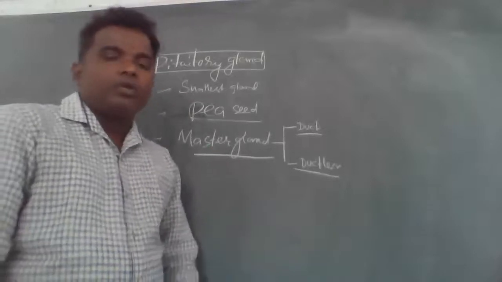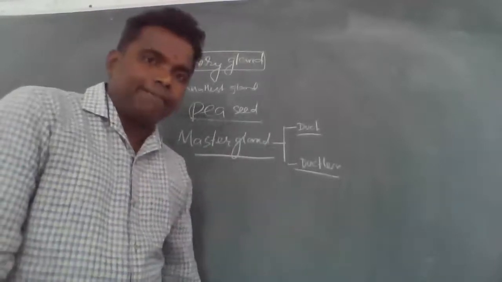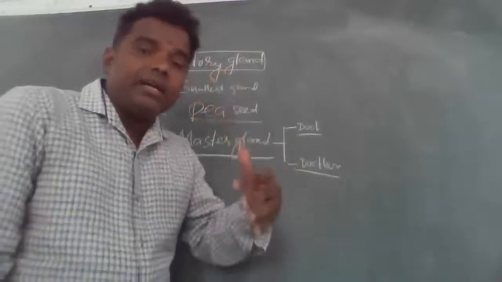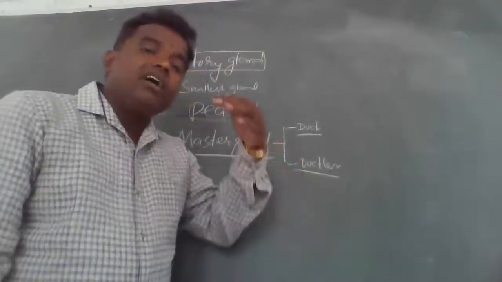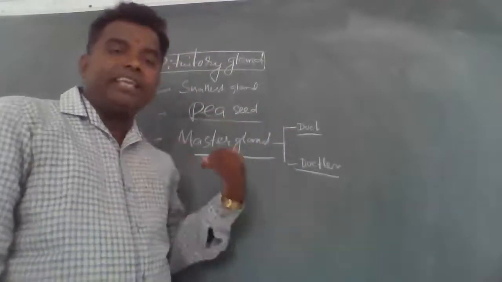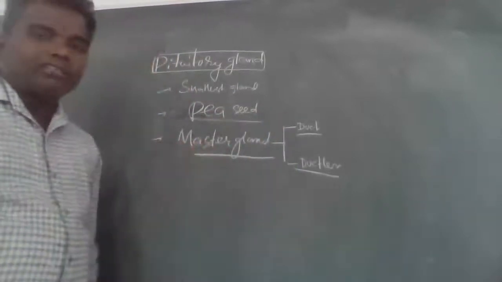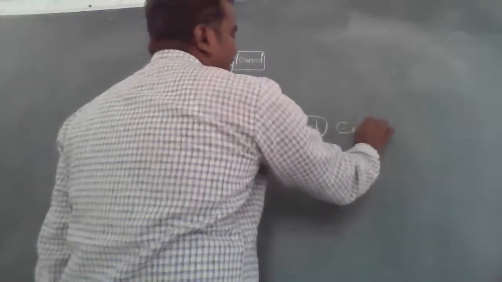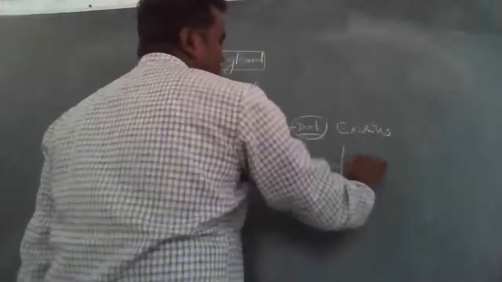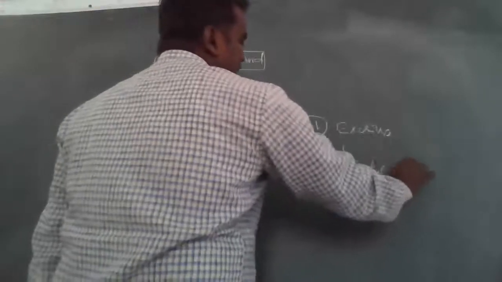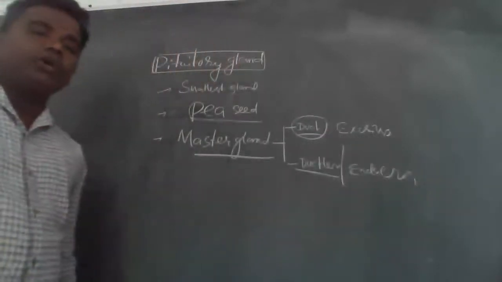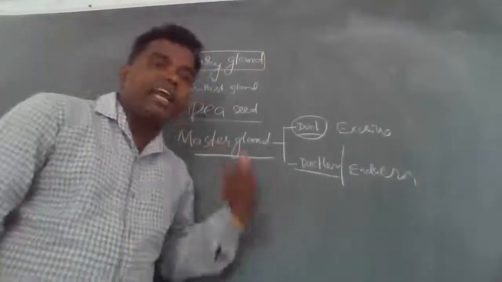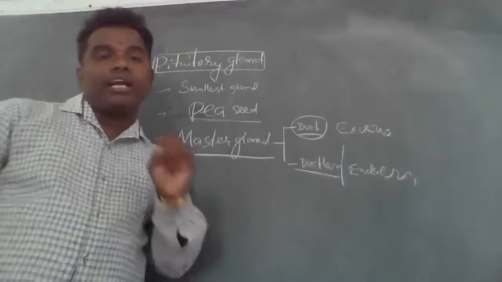Of course, we already discussed the mixed gland, which contains duct and ductless parts. Whereas here, this is the master gland that controls the exocrine and endocrine glands. That's why it is also called a master gland. Very, very important.